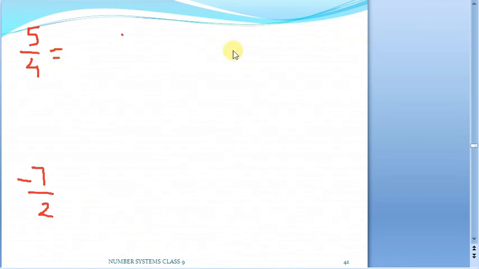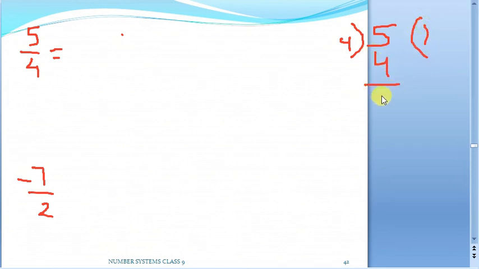We divide the numerator 5 by 4. How many times will it go? Exactly, 4 ones are 4. Our remainder is 1. First, see carefully: you write the quotient here, so this is 1, our remainder will be here, and our divisor, which is 4, will be like this. So this is 1 by 4.